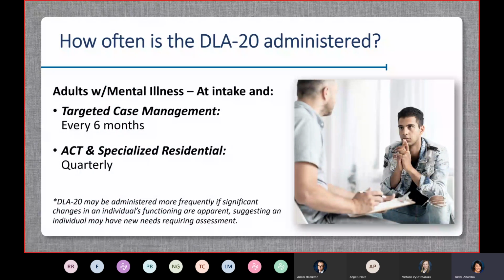How often is the DLA 20 administered? With adults presenting with mental illness, at intake, at the targeted case management level every 6 months, and at the specialized residential service levels quarterly. And always remember that the DLA 20 can be administered more frequently as significant changes in the individual's functioning are apparent, suggesting an individual may have needs requiring a new assessment. For example, hospice.